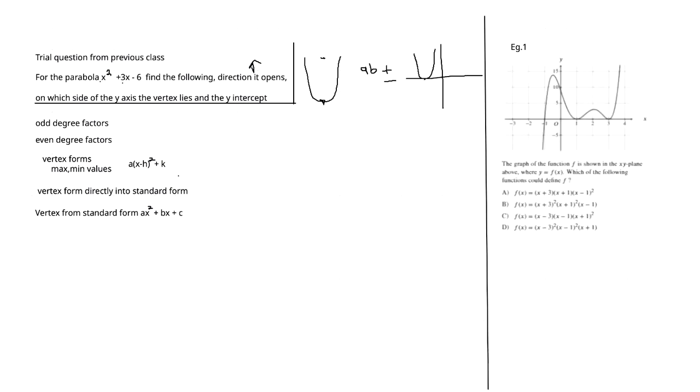Now, today we are going to talk about what happens when you have an equation of a parabola, or of a curve, in the factored form, and each of the factors are raised to either odd or even degrees. What information can we get from that regarding the curve? Okay, so let's talk about that now.